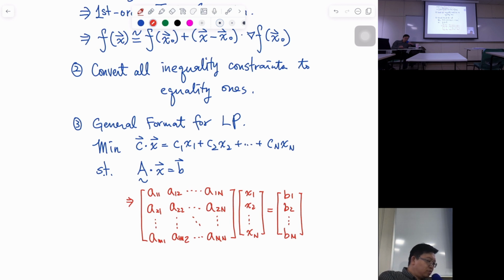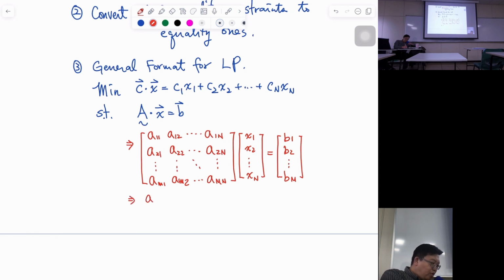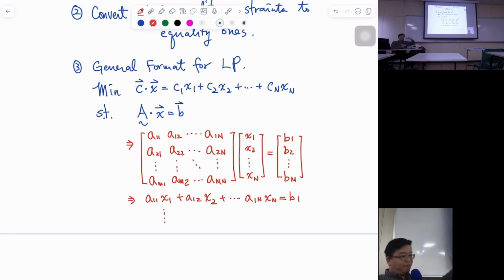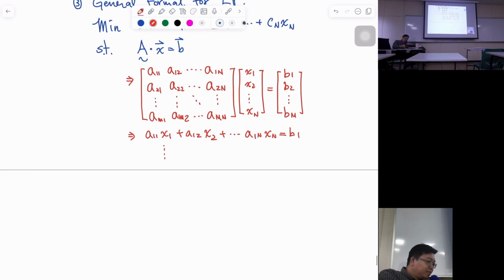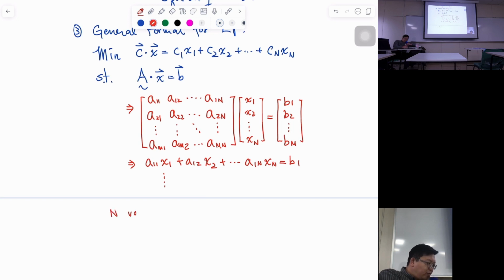So, what are those? They are basically A11 x1 plus A12 x2 plus and so on up to A1n xn equals B1. You know the rest. Right? Basically, they are linear functions. You can have many of them. Okay? So now you have n variables and m constraints.